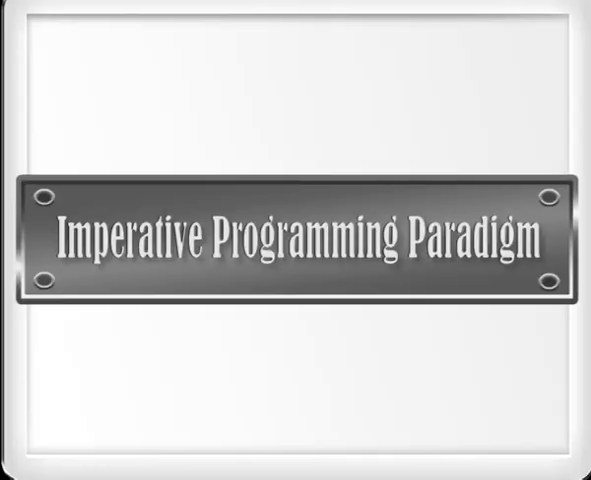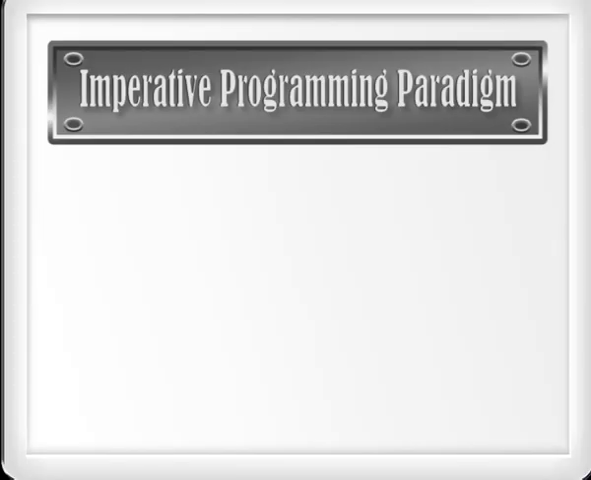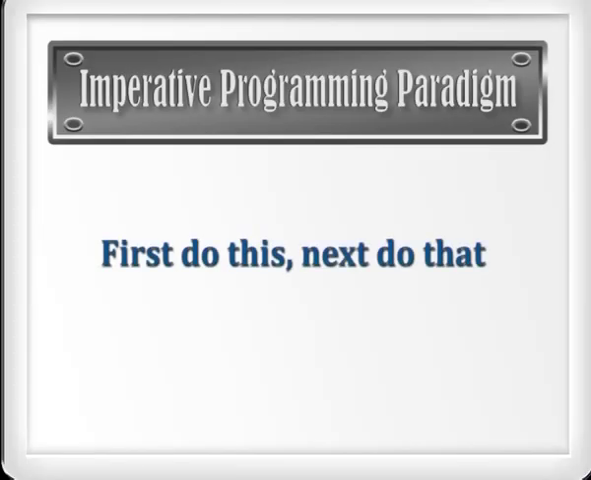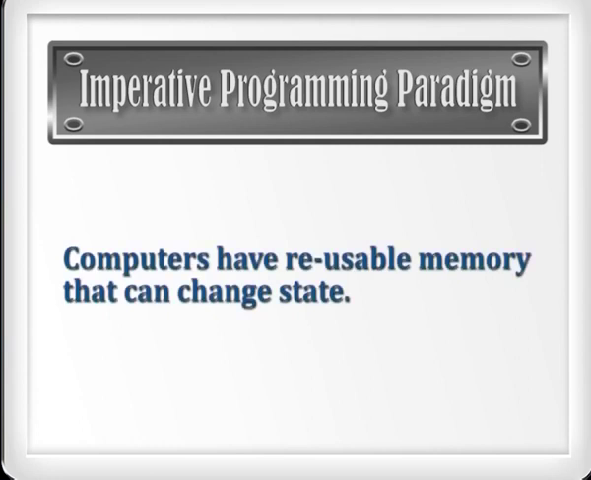The first type of programming paradigm is the imperative programming paradigm. This works on the basic discipline and idea of first do this, next do that. The phrase "first do this, next do that" really in a nutshell describes the spirit of the imperative paradigm. The languages which reflect this paradigm recognize the fact that computers have reusable memory that can change state. So, they are characterized by statements which affect the state of the machine.